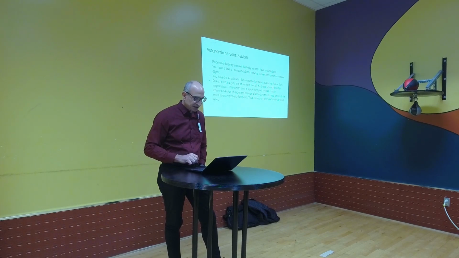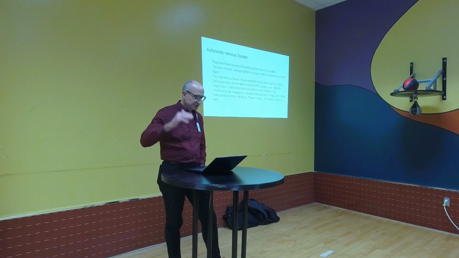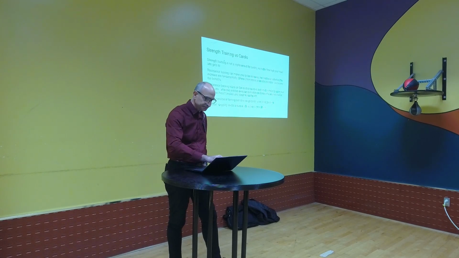Chronic exercise changes the balance in the autonomic nervous system to be more parasympathetic dominant. Chronic exercise leads to a lower heart rate by increasing parasympathetic tone.